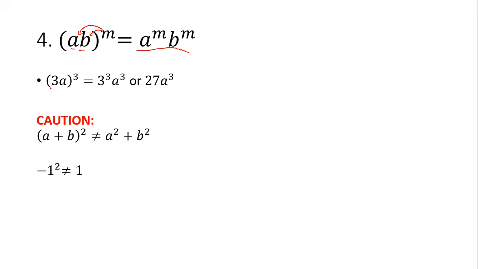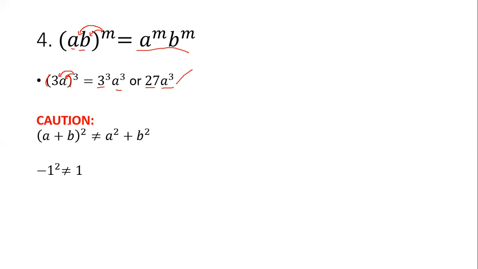Example, 3a. So meron tayong parenthesis. Ayan. Cube. Ang nangyari, yung 3 dinistribute mo sa loob. Kaya ang kinalabasan, 3 cube times a cube. But 3 cube is equivalent to 27. So, that is our answer. Simplest form.